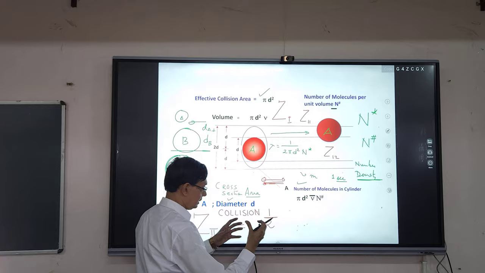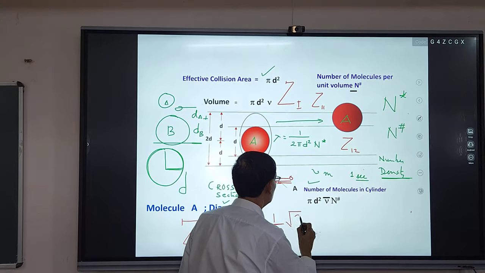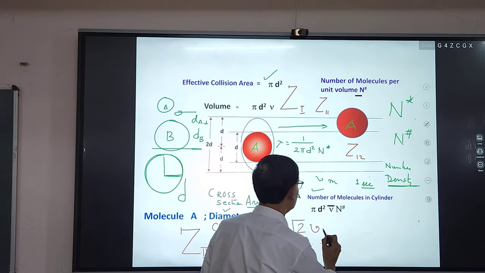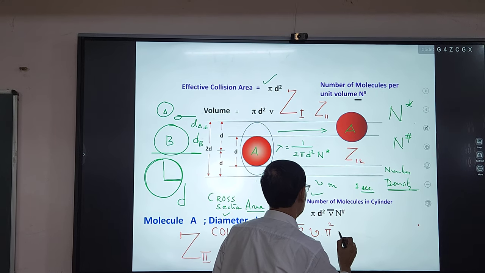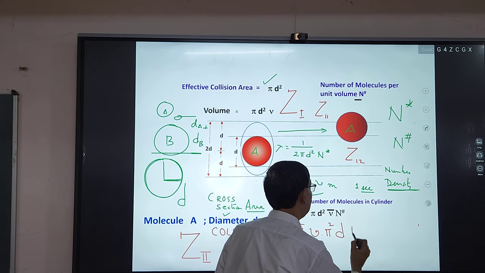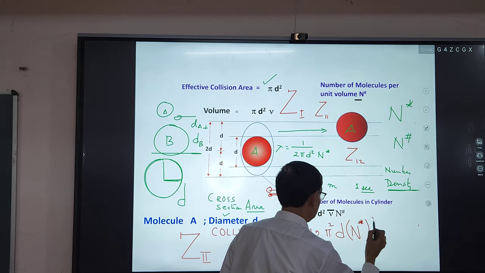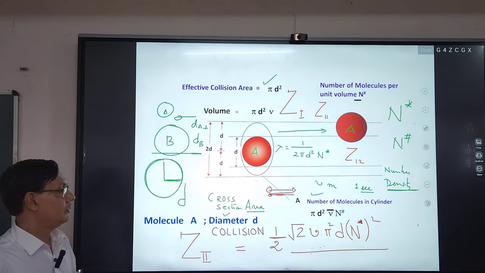Why half? Because we just measure only one. Under root of 2, mu, relative speed, pi d square n star square. This is the final objective of our thing.